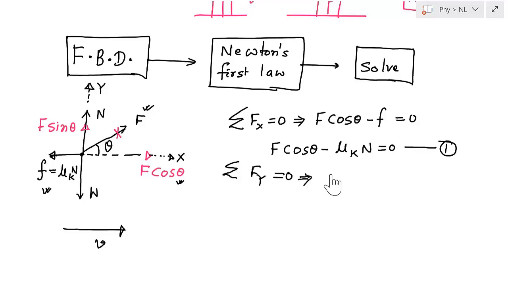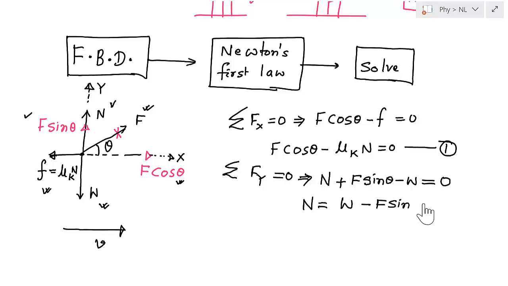So what are the forces that are acting? In the y direction we have the normal reaction and we have F sin theta, and the weight is acting in the downward direction, so this is minus W, and this equals 0. So from here I can write N equals W minus F sin theta. That is my second equation.